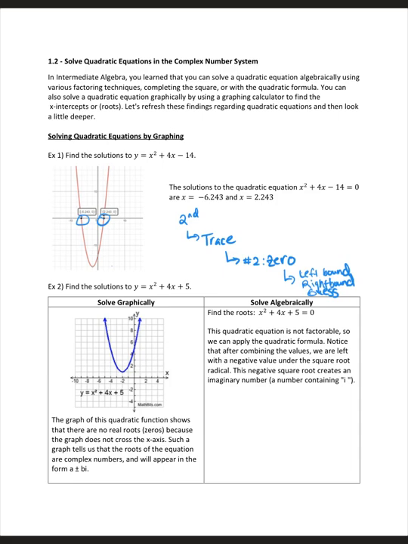Moving on to example 2, it says find the solutions to this new quadratic equation, y equals x squared plus 4x plus 5. For this one, I wanted to demonstrate to you how to solve this both graphically as well as algebraically. Let's first look at it graphically.